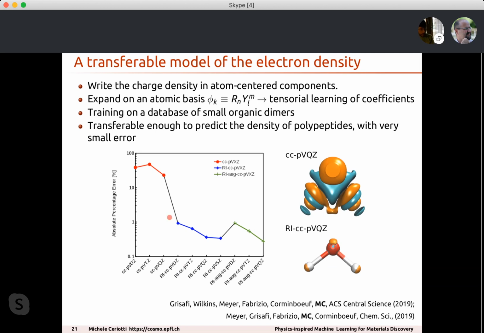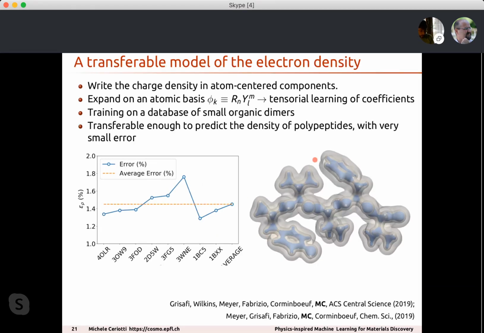Now, another application of tensorial machine learning involves learning the charge density, so the three-dimensional charge density of a molecule. The idea here is that we learn a little bit like a resolution of the identity, and actually the accuracy improved massively when we started using a resolution of the identity basis. So we learn the density expanded as a sum of atomic functions. The coefficients in this expansion will transform like spherical harmonics, which means that we need a machine learning model that can describe tensorial properties.